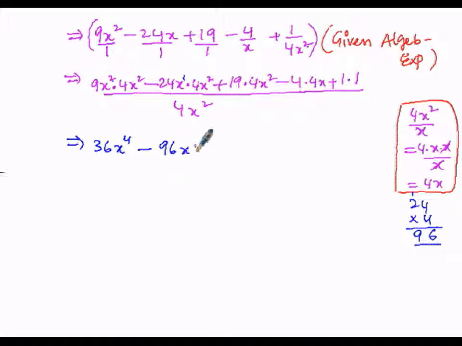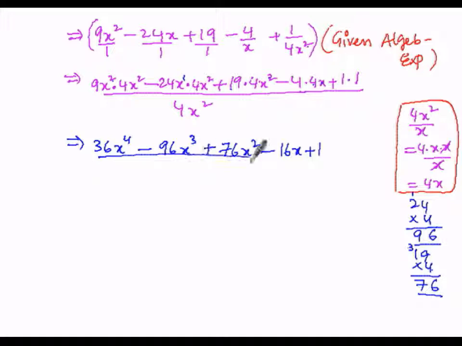Here x to the power of 2 plus 1 is 3, as per the product law, plus 19 4s are, so 19 into 4. 4 9s are 36, carry 3. 4 1s are 4 plus 3 is 7. So 76 x square minus 4 4s are 16, so only x is there. Then plus 1 into 1 is 1, overall divided by 4x square as it is.